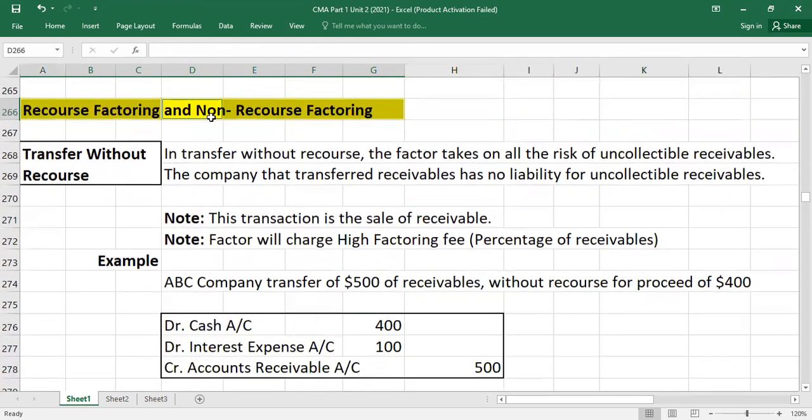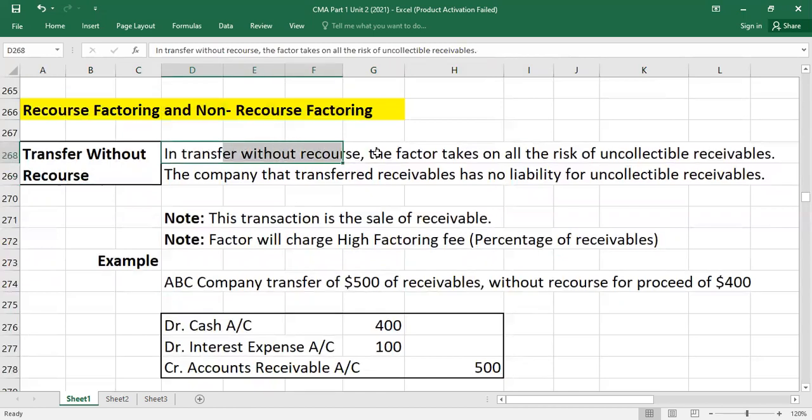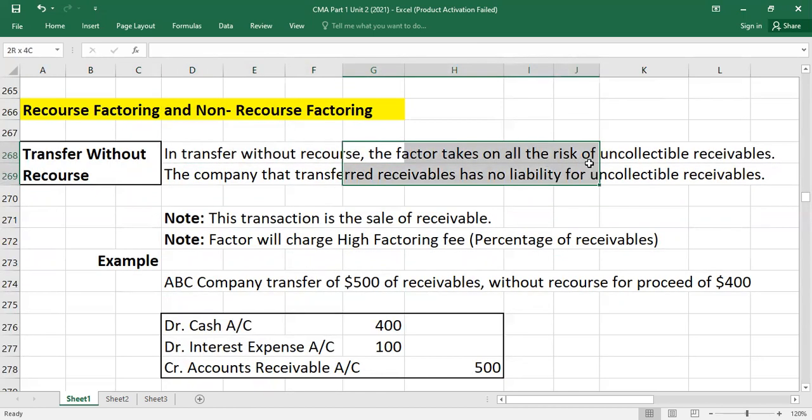So first of all, I'm going to talk about non-recourse factoring because its accounting is really easy. Under non-recourse factoring, which is also called without recourse, you are going to transfer the receivables without recourse. What will happen? Stay with me. Here in a transfer without recourse, the factor takes on all the risk of uncollectible receivables. This is a really important point.